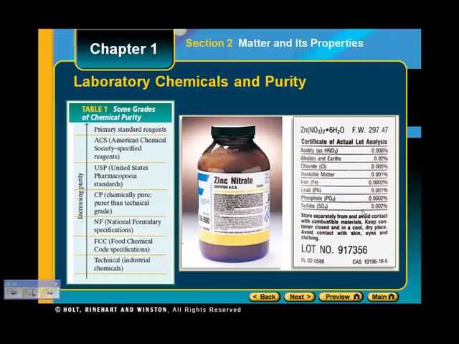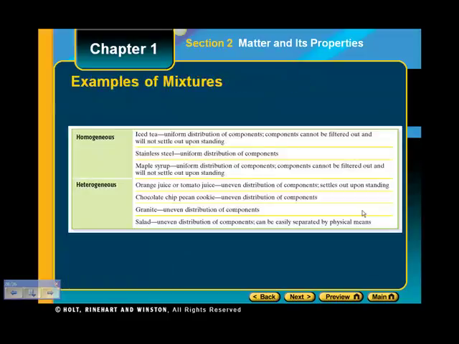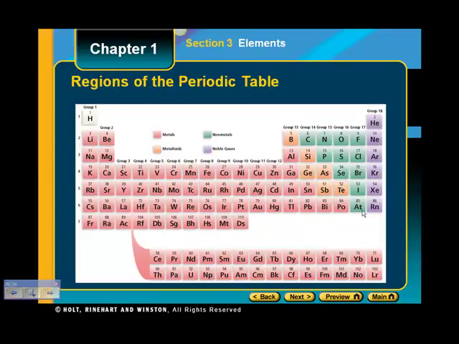There are different levels of purity, and we'll probably be working with substances somewhere around the middle. The more pure you get, the more expensive it gets. The quality of the chemicals we will be working with will be somewhere in the middle.